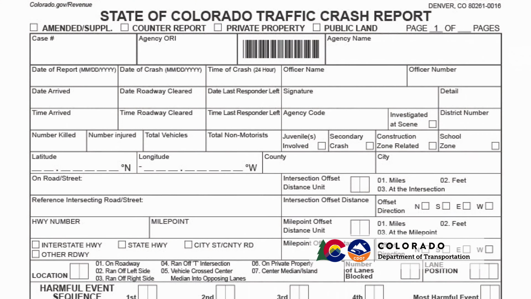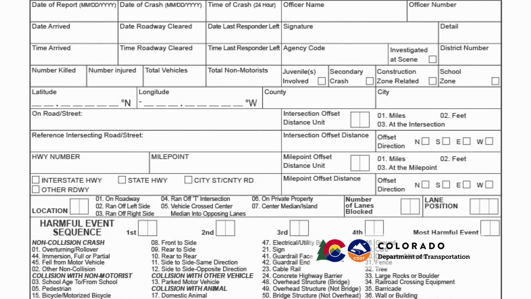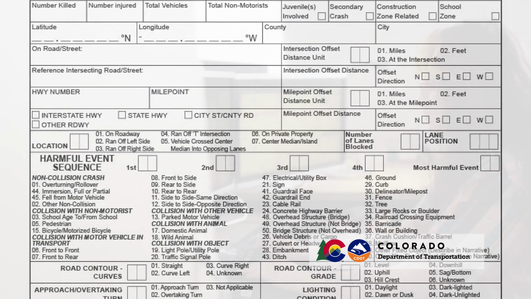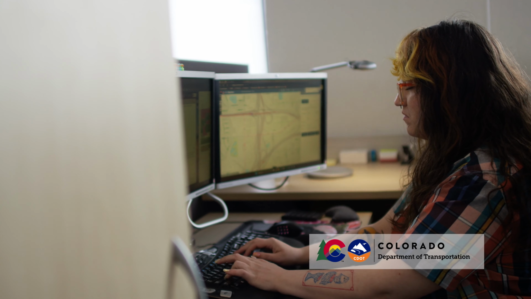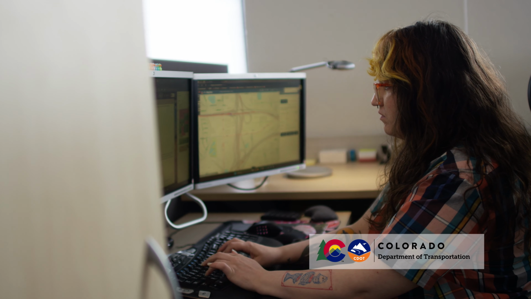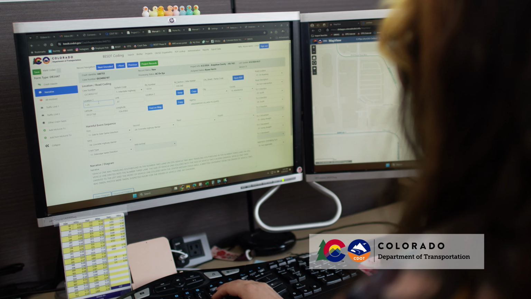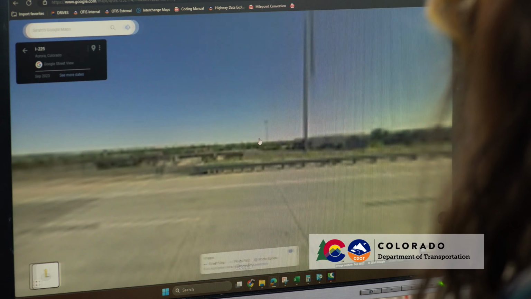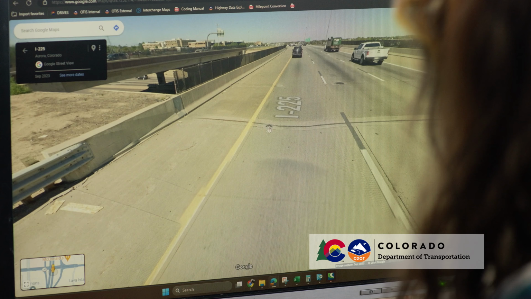Recognizing the DR3447 does require more work than previous versions, data analysts at CDOT are passionate about collecting the best data sets possible to inform strategic safety decisions. What we're really looking for is a complete picture of how this crash happened. And that picture, backed up by concrete data, can ultimately lead to safety improvements on Colorado roadways.